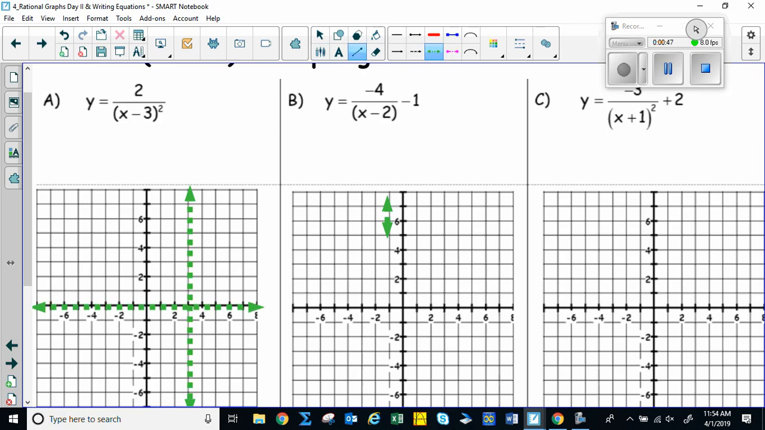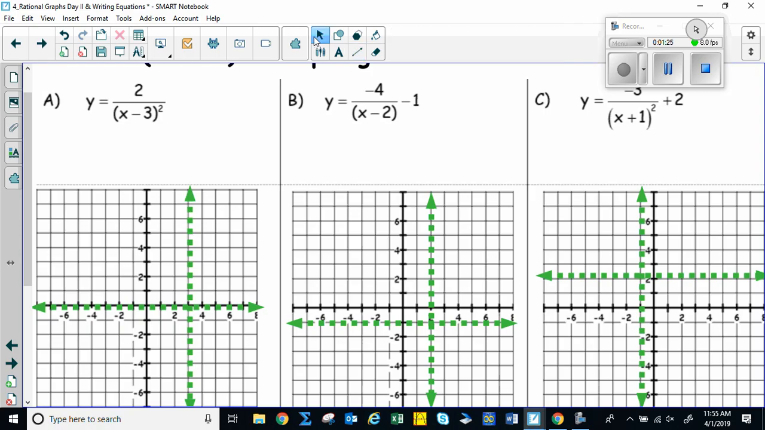All right, looking at letter B. What is my H value? Well, it's 2, so my vertical asymptote is x equals 2, and y equals -1. Good. So this is the same stuff that we did on Friday. Looking at C, what is my vertical asymptote? X equals -1, and y equals +2. Right? So all the same things that we did on Friday.